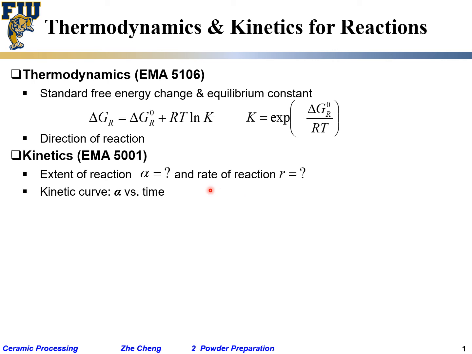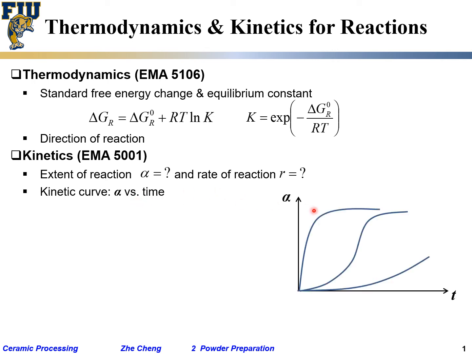Kinetic curve. The extent of reaction versus time. We have different types of kinetic curve. Some of them start slow, gradually getting faster. The vertical axis is the extent of reaction. The horizontal is what? T for time. Okay, some of them gradually become faster, self-accelerating. Some of them accelerate and then what? Slow down. Make sense? Some of them go initially very, very fast, but eventually they have to slow down.